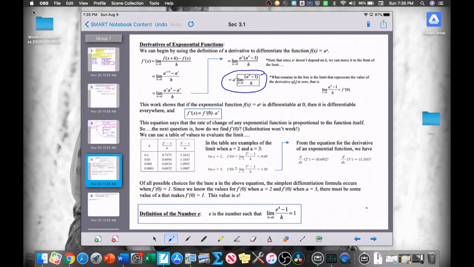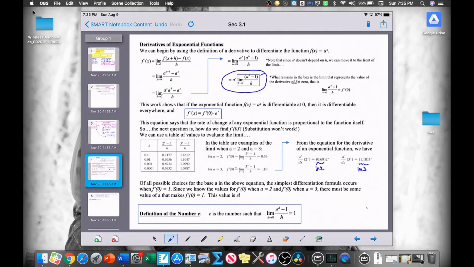So from the equation for the derivative of an exponential function, they have that the derivative of 2 to the x is going to be 2 to the x times this value, 0.69, which, as I said, is actually natural log of 2. And then when our function is 3 to the x, the value of the derivative is 3 to the x times 1.10, which happens to be the natural log of 3.